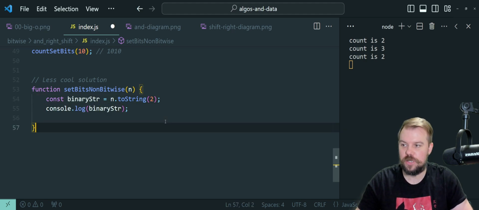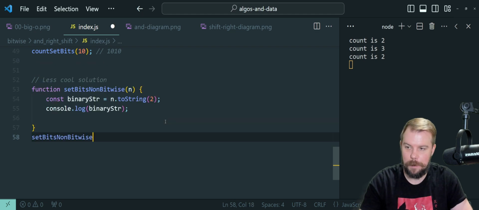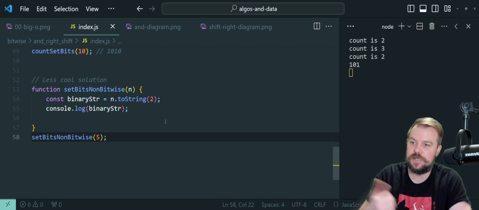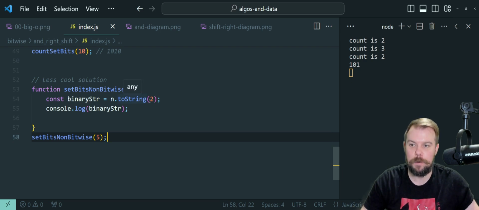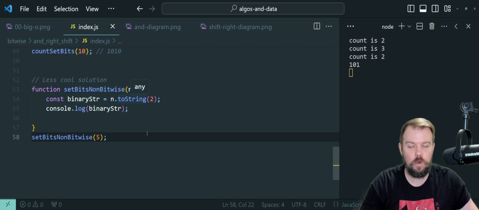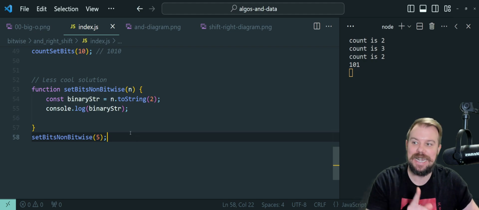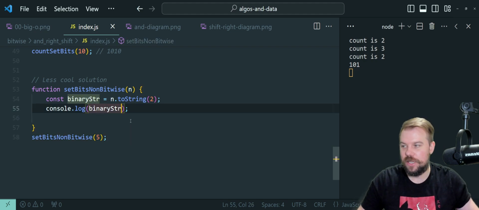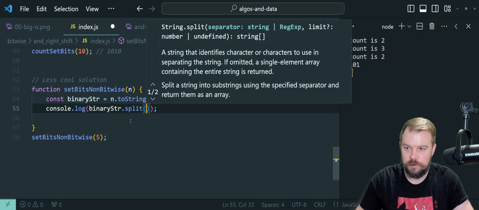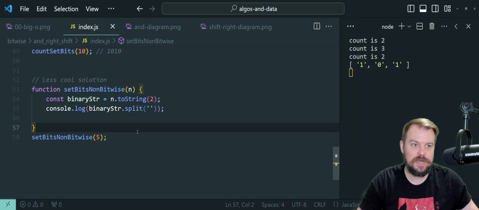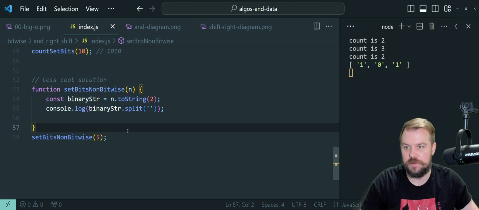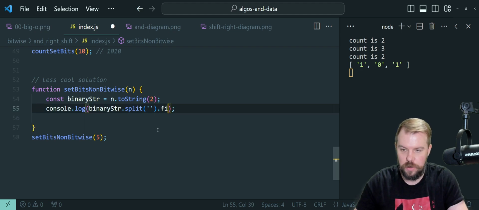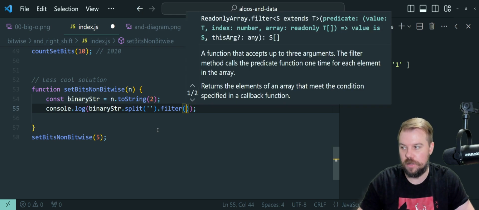So let's go ahead and do that so I can show you how it works. We're going to call setBitsNonBitwise with 5, which was 101. So as you can see here, the toString function, and we provide a base of 2 as the parameter of toString, which you don't do all that often unless you're messing with this. This converts that number into a binary string. Now that I got a string, you guessed it, I can now split this string around empty space. Now we have an array of string values of zeros and ones, and what I can do is filter the array of all zeros.